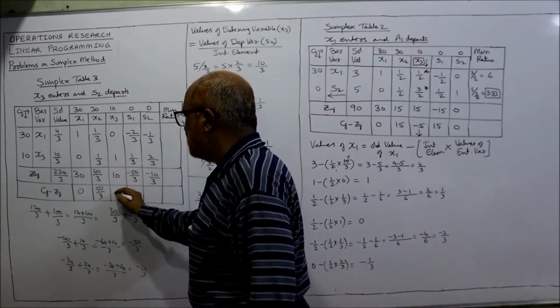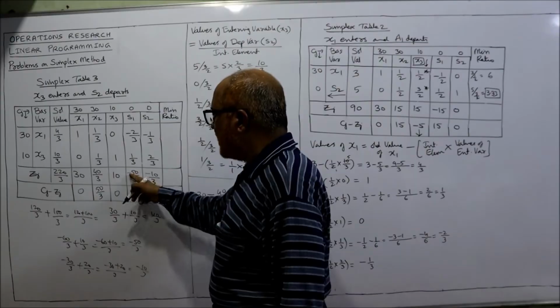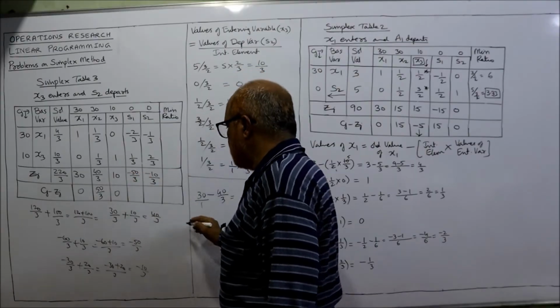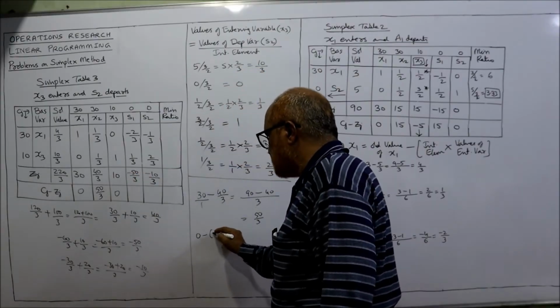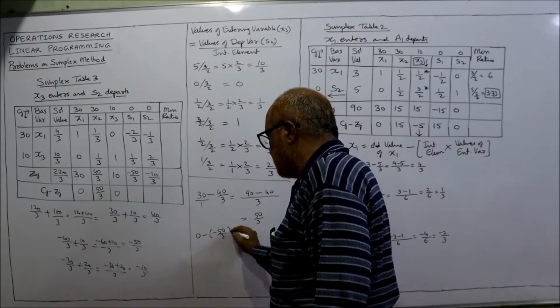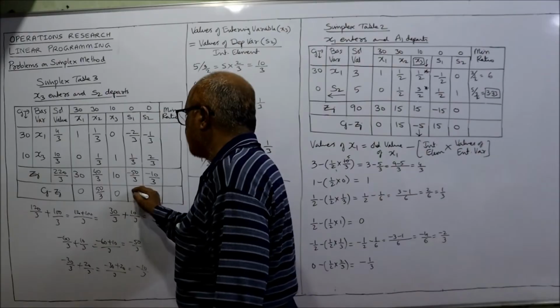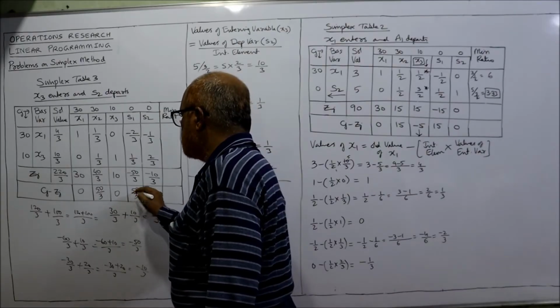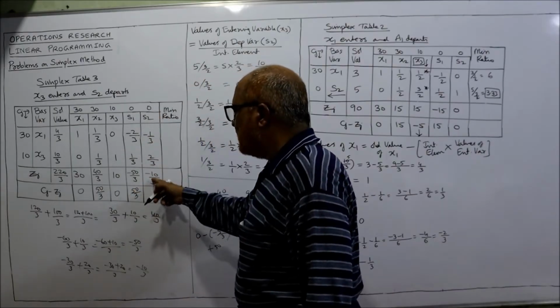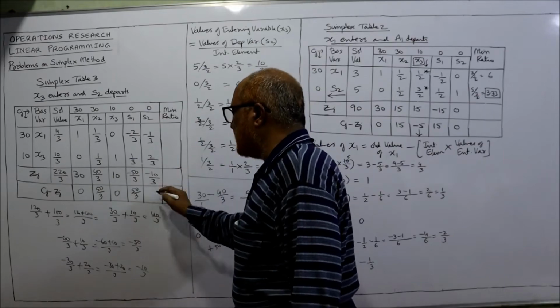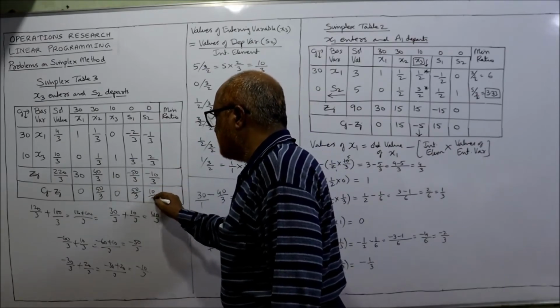Here 10 minus 10, 0. 0 minus 50 by 3. This means 0 minus 50 by 3, so minus into minus will become plus 50 by 3. Similarly here, 0 minus minus 10 by 3. Minus into minus will become plus 10 by 3.